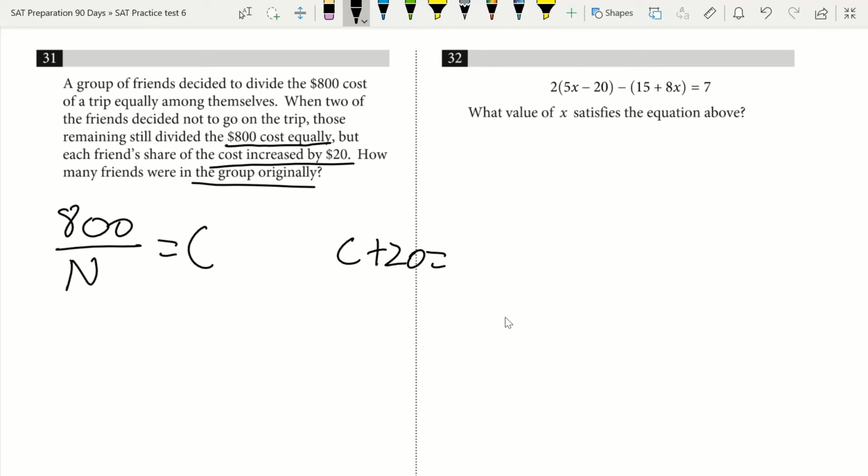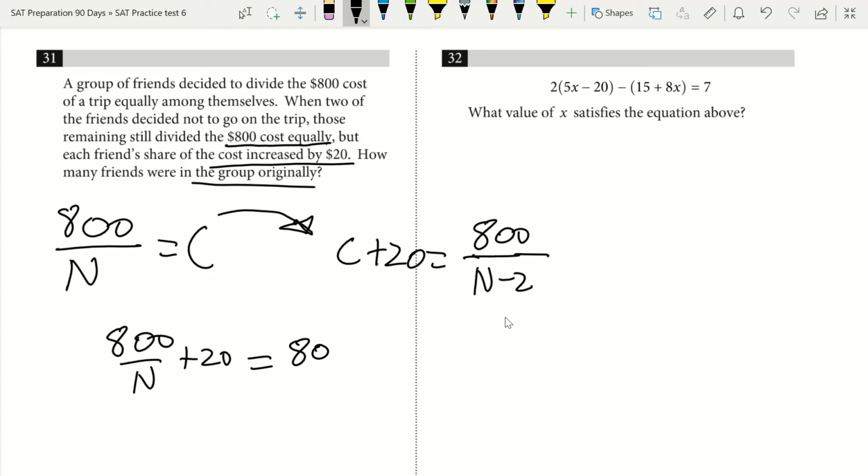And we know that that's equal to our $800 divided by the number of people we had originally minus the 2 who left. So now at this point, we're going to plug this C into this equation right here and then solve for N. So when we do that, we're going to have 800 over N plus 20 is going to equal 800 over N minus 2.